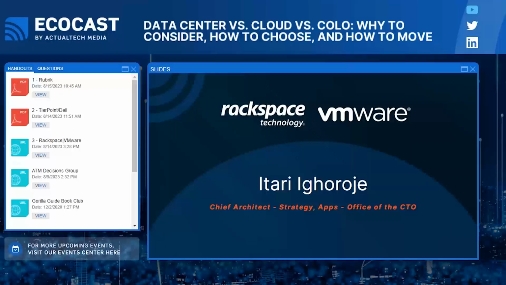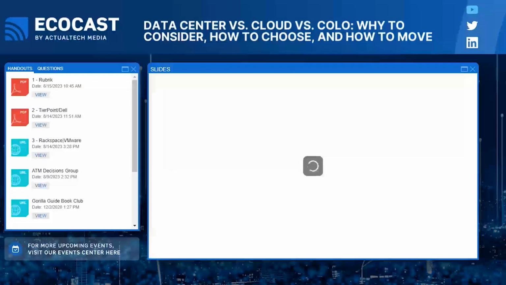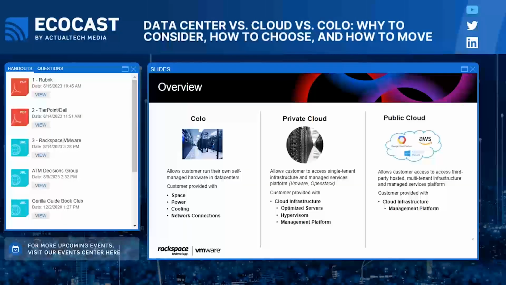So to level set, I think the first thing is to understand what Colo, private cloud, and public cloud are, at least from Rackspace's point of view. Colo, from our definition, allows customers to run their own self-managed hardware in data centers. Typically, Rackspace will provide the customer space, power, cooling, and physical network connections, and the customer is responsible for everything else in that data center.